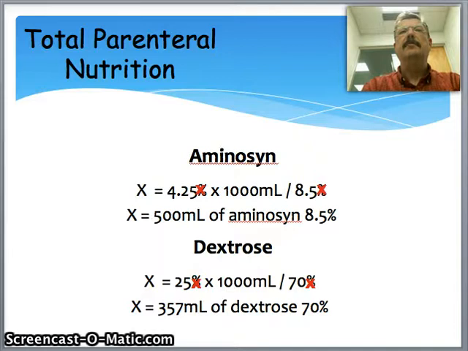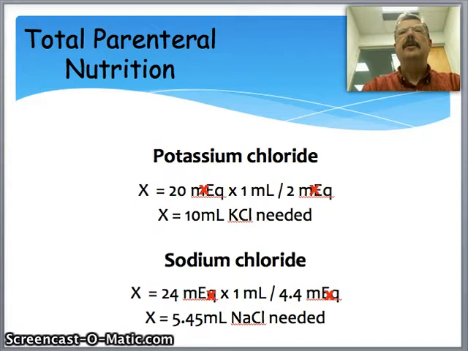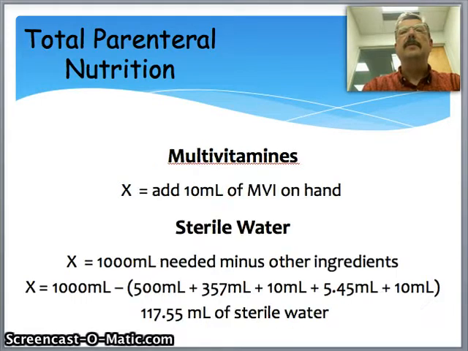Your total parenteral nutrition in this case is you will be adding 500 milliliters of Aminosyn 8.5%. You'll be adding 375 milliliters of dextrose 70%. You will be adding 10 milliliters of potassium chloride, 5.45 milliliters of sodium chloride, 10 milliliters of multivitamin. Sterile water will be added to this as well.